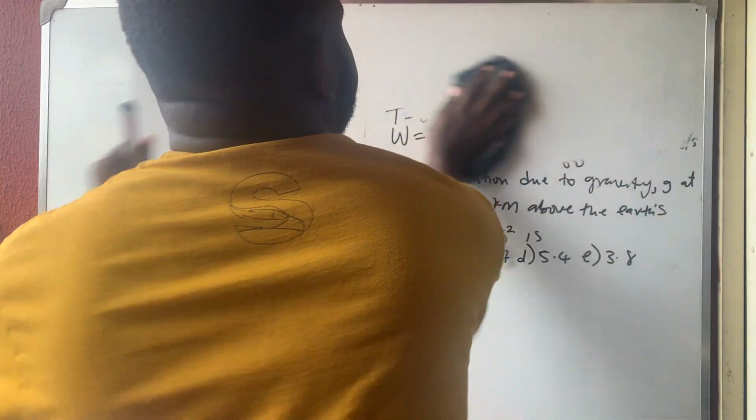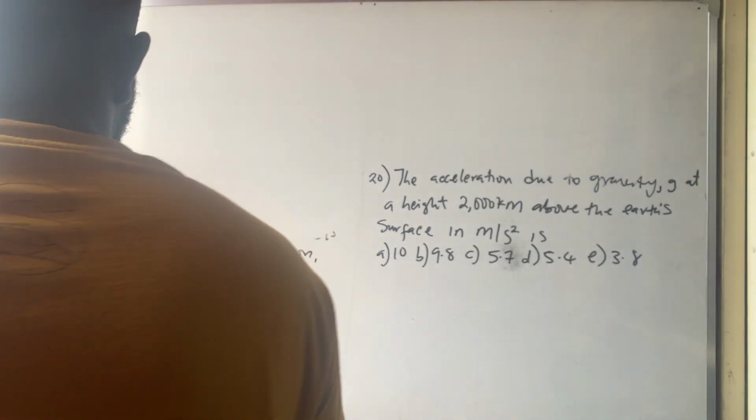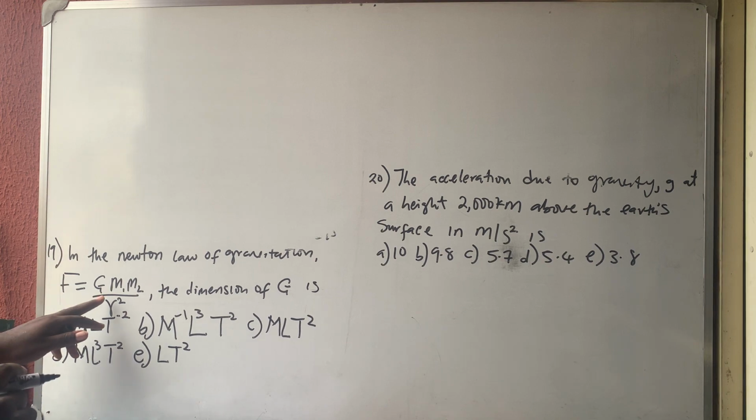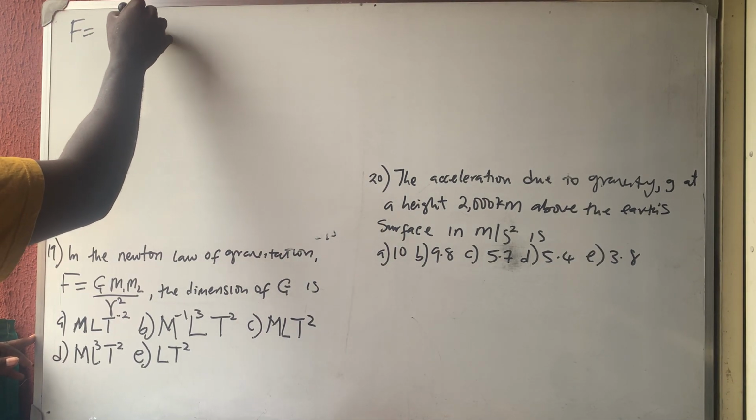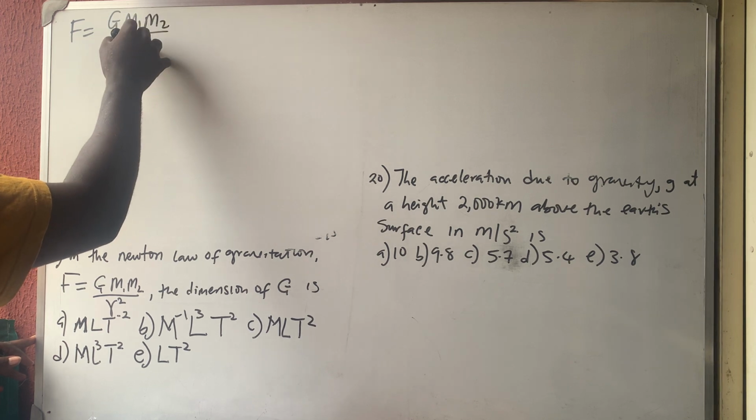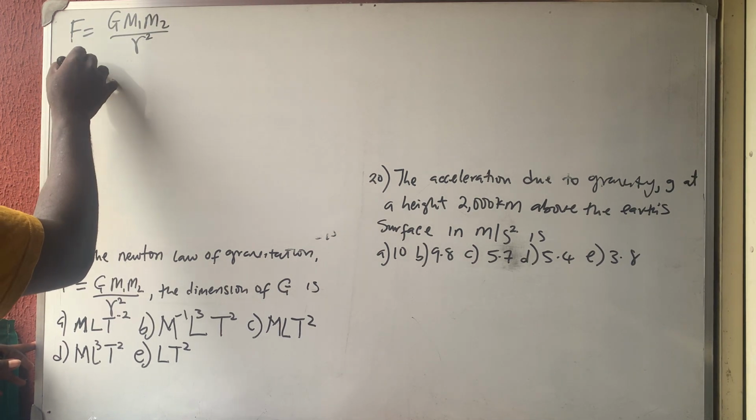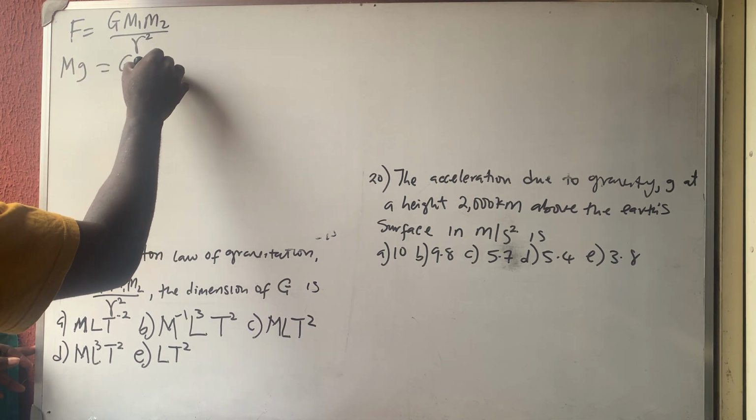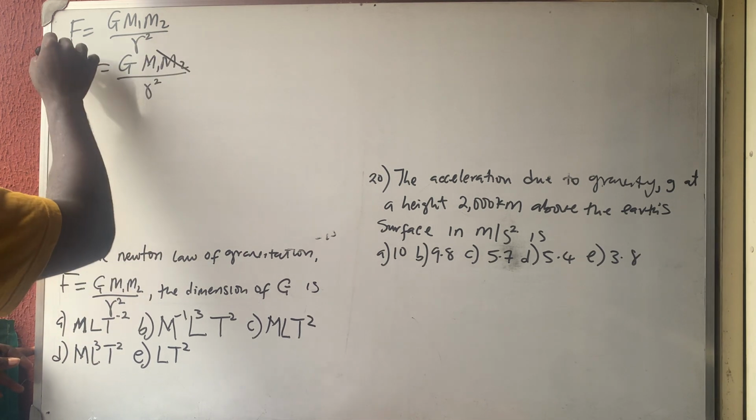Question number 19. Question number 19 said in the Newton law of gravitation that G, we have that F. Let me solve it here. F is equal to G m1 m2 all over R squared. But I know that F is mass times acceleration due to gravity, which is equal to G m1 m2 all over R squared.